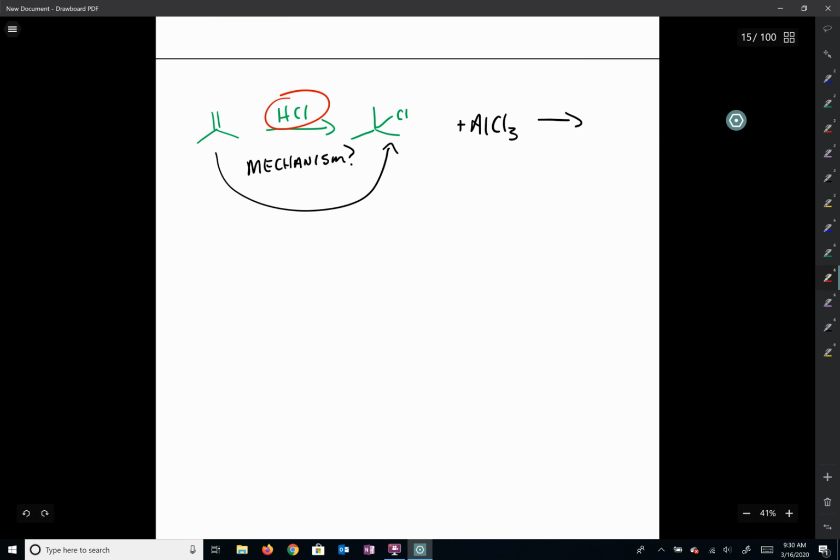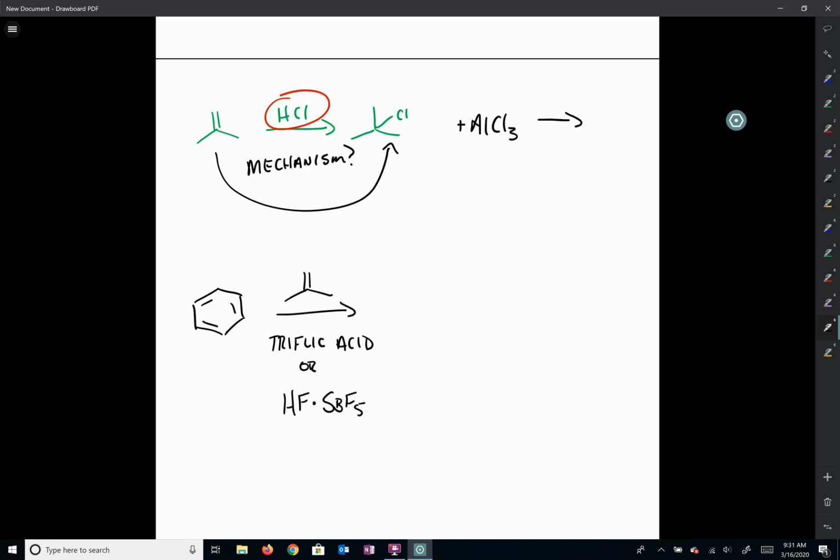We're going to use a couple of special acids. That sounds kind of weird, but I'll give you guys a name in a second. So if we start with an alkene, we want to use something called triflic acid. Okay, we want to use this guy here. So triflic acid, or HUFSBUF. I'm just kidding. That's hydrofluoric acid, or HF SbF5 adduct.